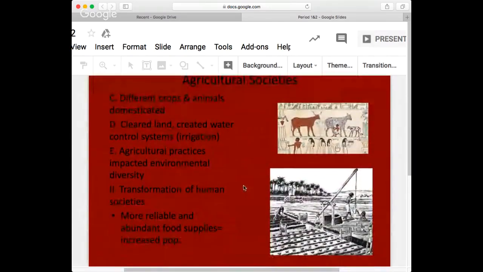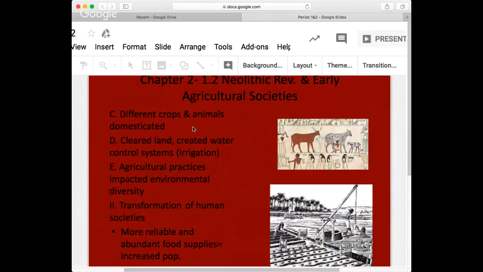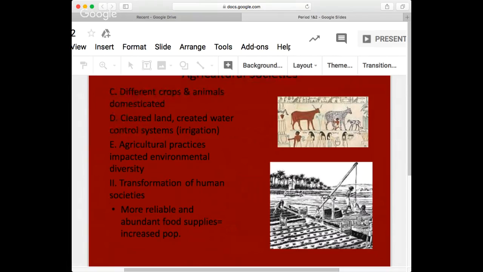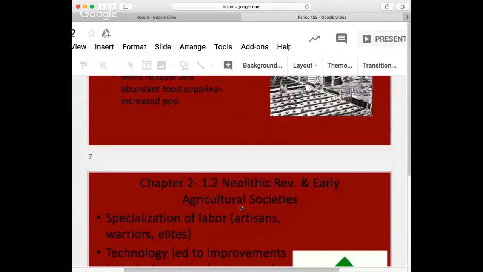So these early civilizations had different crops and animals that they domesticated. That's the word I was looking for earlier. They cleared the land. They started irrigation, so you can get water in and out. Here's a good picture of irrigation. You can see the field here, and they've cleared this channel so they can move water in and out of here. And they impacted the environment by clearing a lot of the forest to build these lands. And it transformed human societies. Population goes up, you have more people, etc.